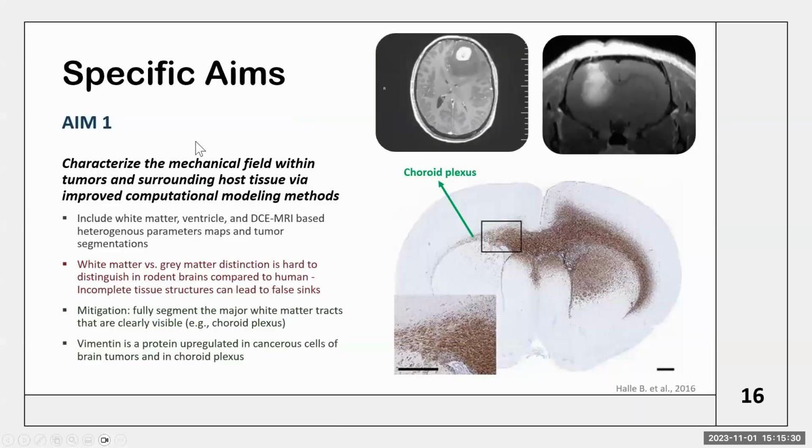So my specific aim is to characterize the mechanical field within tumors and surrounding host tissue via improved computational methods. And by improved, I mean including more anatomy and making it more physical, which is that white matter.